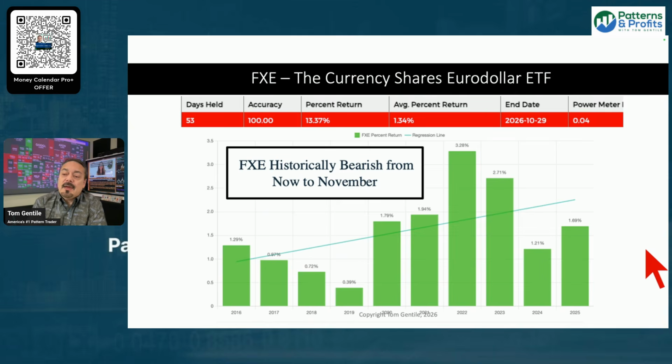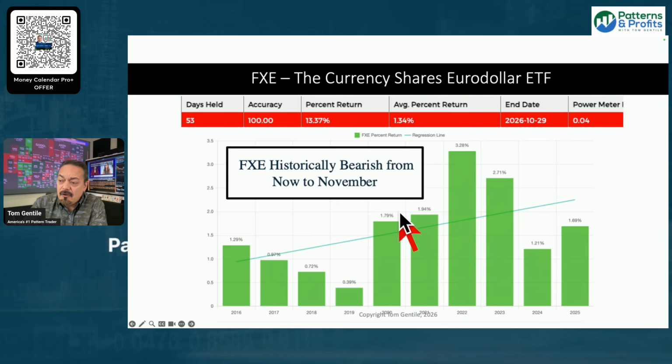But look at the pattern that it's had in the last 10 years. Yes, these are low numbers you see, 1.29, 3.28, 1.69. But this right here, folks, is the euro. It is a way of trading the euro in a form of what's called currency shares, which means you could trade it in your equity account, right? And so now that I know this, and I'm looking at this, historically bearish between now and November? Absolutely.